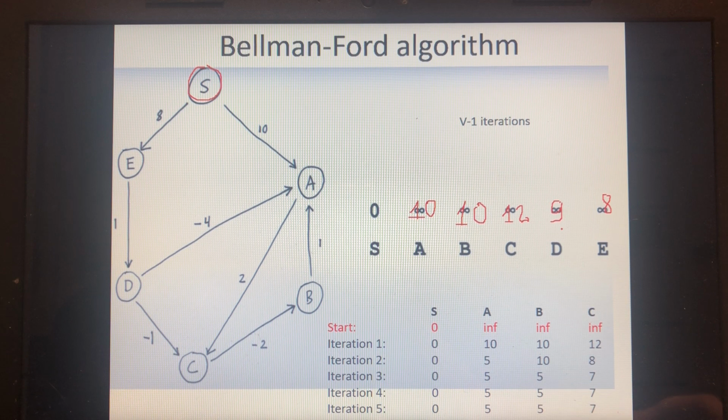Now from D we can go where? We can go to A by minus 4, so 9 minus 4 would be 5. So here we write 5 from D. And also from D we can go to C by minus 1, so D minus 1 to C would be 8 at C. This was from D. Now from E we can go to D.